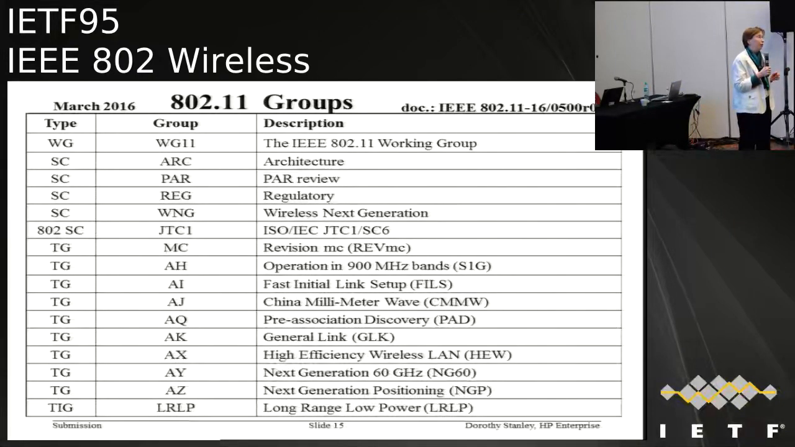And this is the group that follows the activities within ISO IEC JTC1 SC6 and sees if there are any items there that we need to respond to or comment on, as well as that's where the documents are submitted for international standardization. And then the task groups you see listed, I have a slide on each of these, and so we'll go through each of these in more detail.